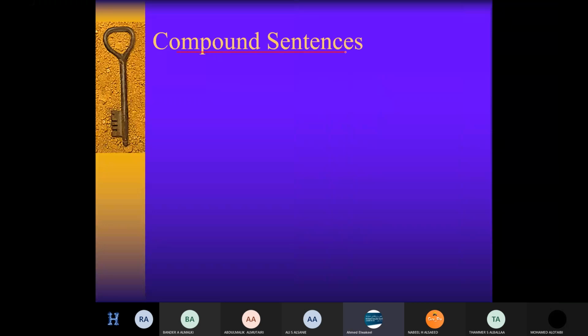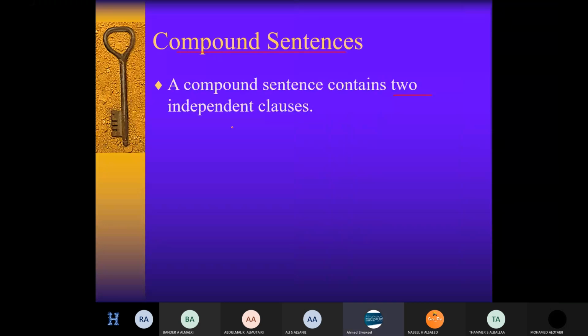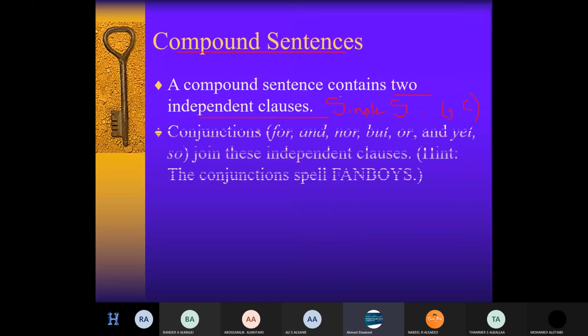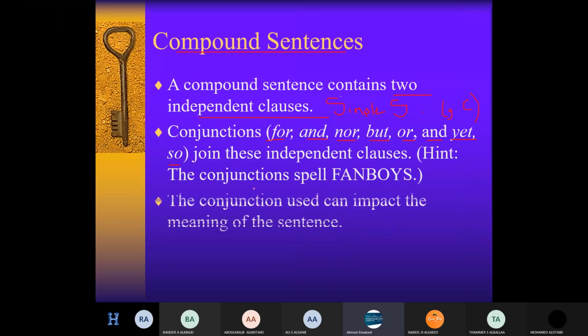So a compound sentence is 2 independent clauses. 2 independent clauses means 2 simple sentences, yet they are joined by a comma and a conjunction. Conjunctions like for, and, nor, but, or, yet, and of course so. So these conjunctions join the independent clauses.